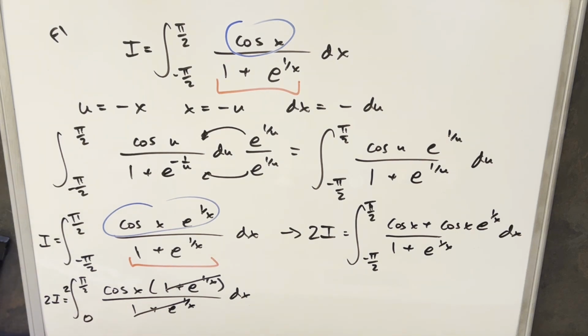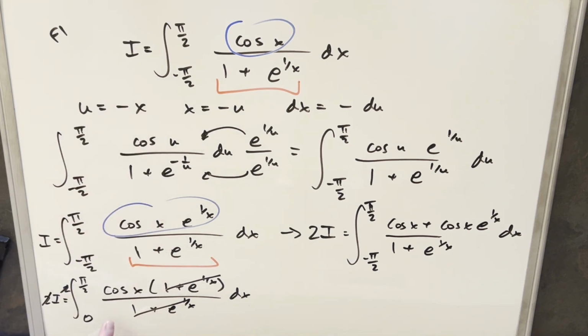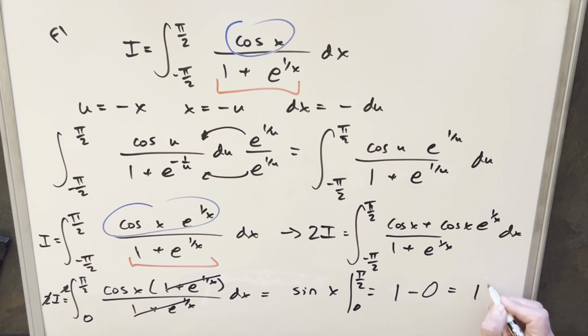Sorry, I know we're kind of crowded right there. So I have this 2 out front of the integral, but we're also dealing with 2 copies of the integral, this 2I. So let's just divide by 2 on both sides. So now we've isolated I, which is just the value we're trying to find here of our original integral. And now we're just integrating cosine x. So we integrate that, and we just need to evaluate sine x from 0 to pi over 2. Sine x at pi over 2 is just 1. Sine x at 0 is minus 0. And so for our final solution, we just have 1.